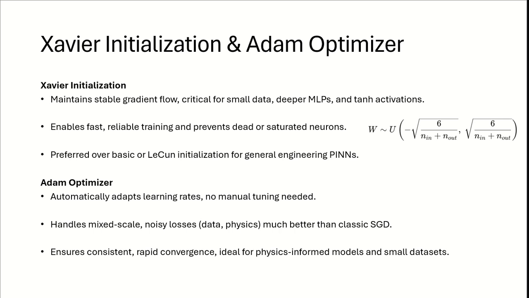Secondly is the Adam optimizer. For optimization, we use the Adam optimizer. Pretty standard option, instead of SGD, or stochastic gradient descent.